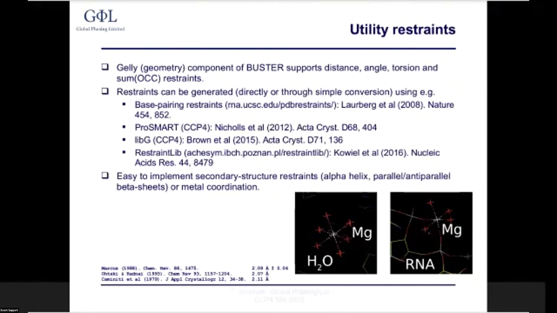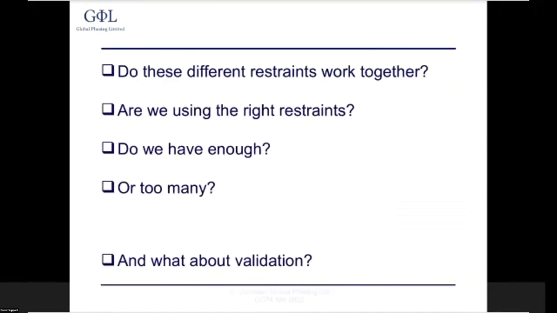Having given a short overview about different types of restraints within the Buster system, let's take a step back and ask a few questions about these restraint types. Do they work well together? Are we using the right types, and do we have enough or too many? And finally, what about validation?